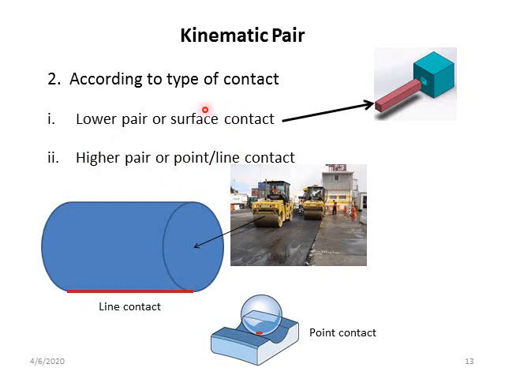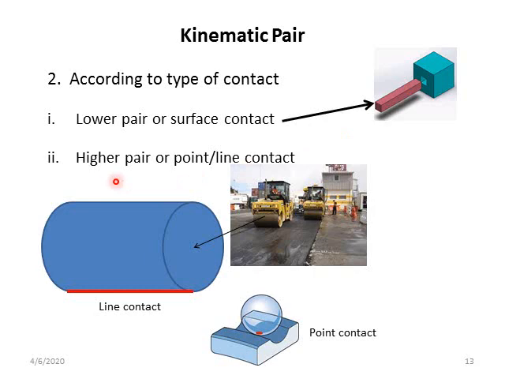The classical example of a lower pair, or surface pair, is one where there are two links, the box and the rod, with relative motion with respect to each other, and they have a surface contact. As you can see, if this rod moves inside the cavity of this box, all the surfaces, 1, 2, the other 3 and the bottom 4th, make contact with the 4 inner surfaces of this cavity. So there is surface contact.